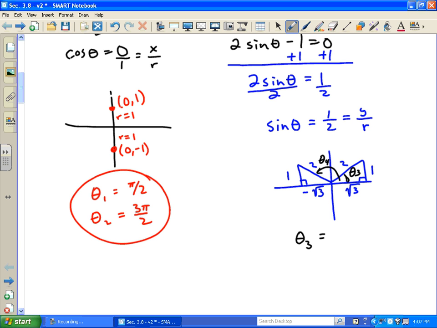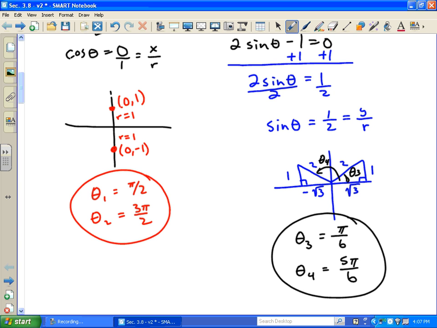Theta 3, I can see that this is a 30-degree reference angle, so theta 3 is going to be pi over 6. And then theta 4 also is a 30-degree reference angle, but in quadrant 2, and so this would be 5 pi over 6. So for this particular problem, I have 4 separate answers, 2 coming from one factor and 2 coming from the other factor. This concludes this lesson on solving trig equations by using identities.